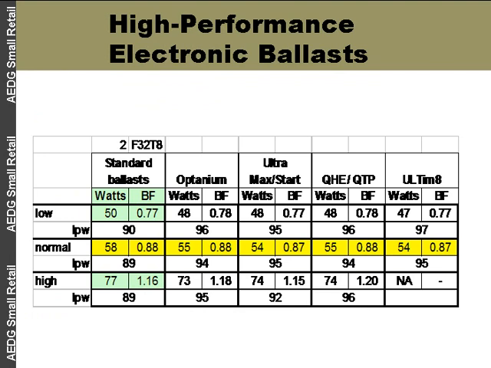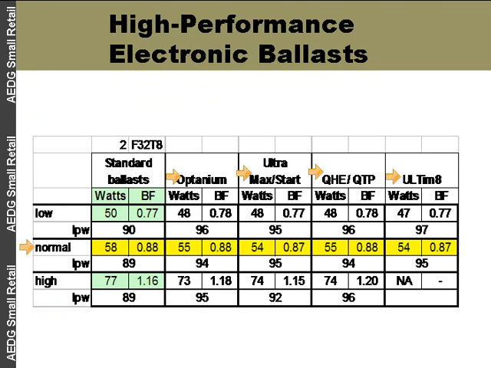The high-performance ballast is a product that's been out for about 3 or 4 years, maybe a little bit longer than that. And you can see on this chart there are 4 different manufacturers. The Optanium is an Advance product. The Ultra is a GE product. The QHE QTP is an Osram product. And the Ultimate is a Universal Lighting product. And if you look at this table, there's a yellow bar right in the middle. That's for your normal light output ballast.